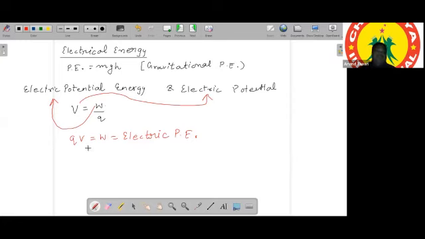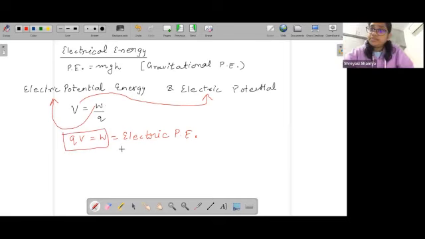So therefore, we need to change this formula a little bit. Since in our everyday life, we are dealing with currents and also with charges, but it's better to understand it in terms of current. Okay. So how can we replace the charge, that is Q, in terms of current?